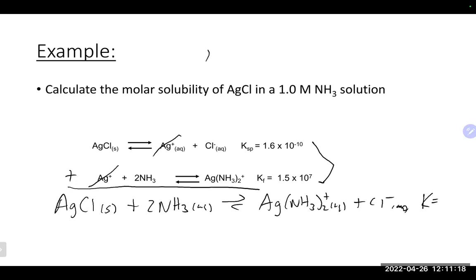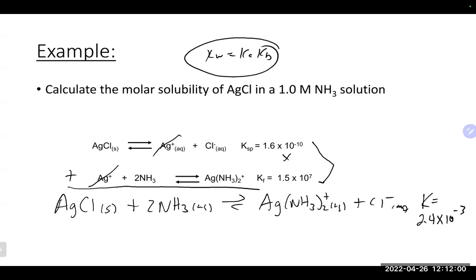Just like KW is equal to KA times KB, no problem there. So kind of the same idea here, even though they're two different equilibrium constants, they're ultimately still equilibrium constants. So we could actually get the K value for this by multiplying these guys together, which would be 1.6 to the minus 10 times 1.5 to the 7. And that's going to give us a K value here of 2.4 times 10 to the minus 3. And again, we're getting that by multiplying those two together, not adding, in this particular case.